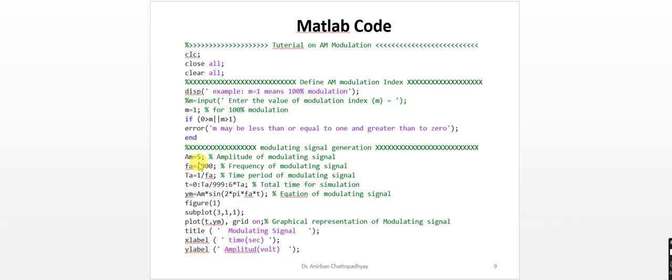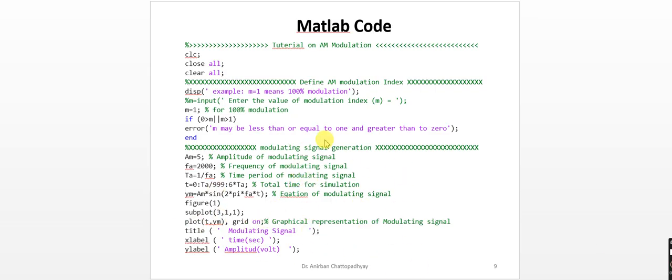First I generate the modulating signal. I fix the amplitude of the modulating signal, Am equal to 5. Then I fix the frequency of the modulating signal, fm equal to 2000. Then obviously the time period of the modulating signal and the total time for simulation. Then I write the expression of the modulating signal. Then figure 1, the plotting, and under it I plot subplots: the modulating signal, then the carrier signal, and then the modulated signal.